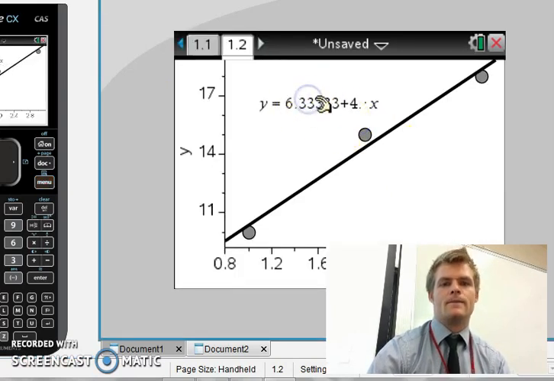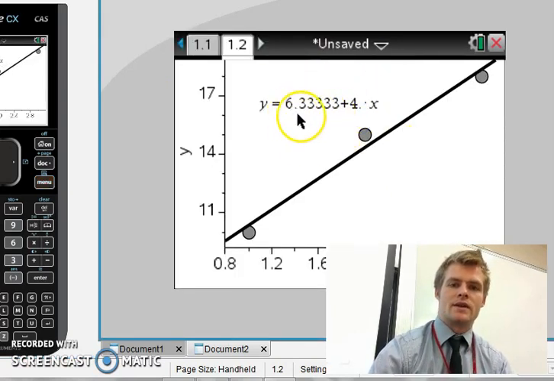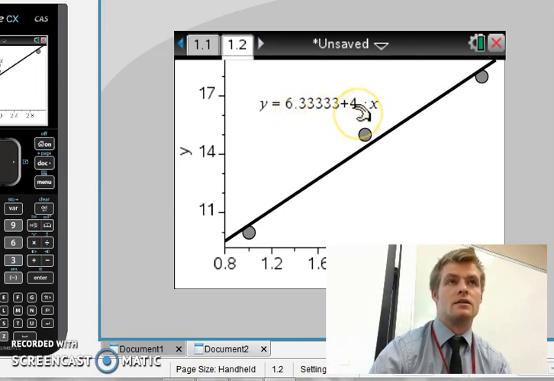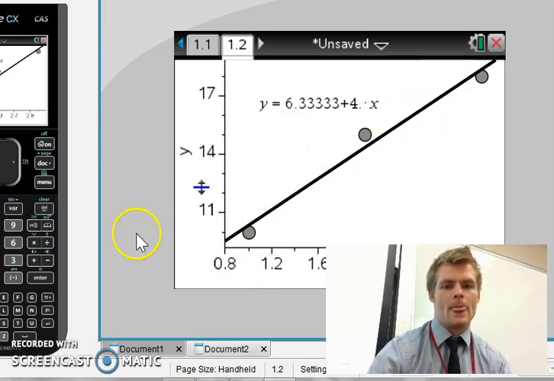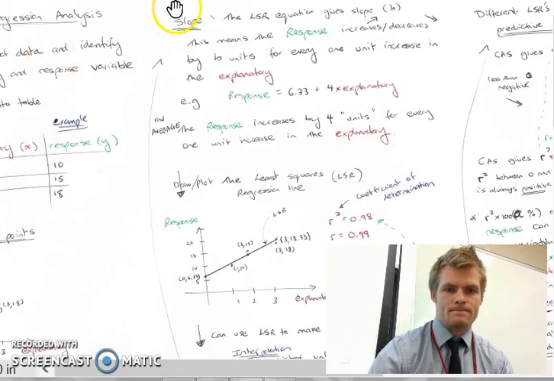So that gives me an equation. What's that value again? That's the Y-intercept, and this one is the gradient, or the slope. Does it make sense that the gradient is positive? Yes, it's going up. So, going back to that thing there.